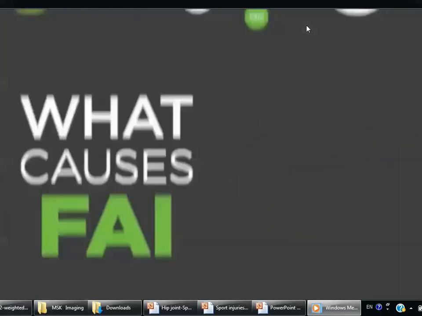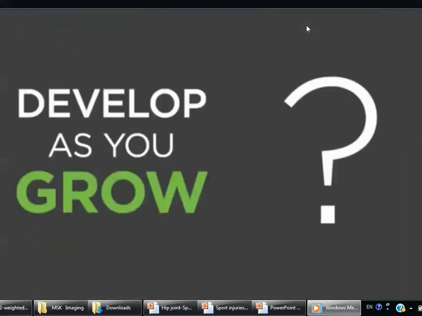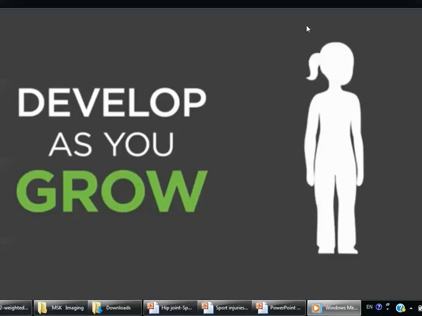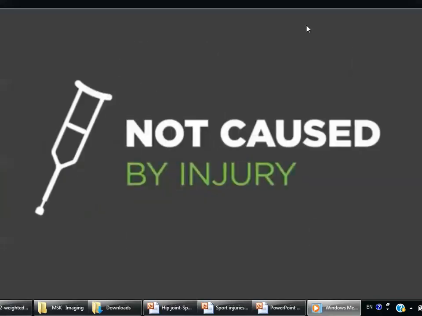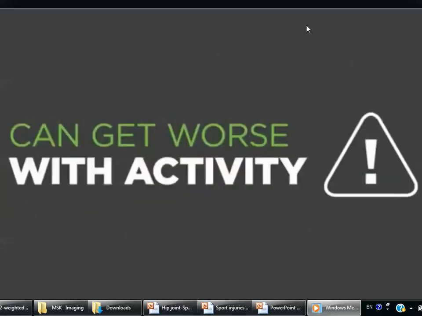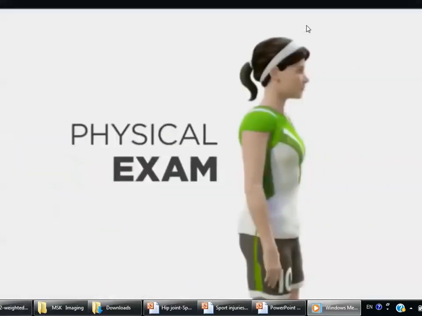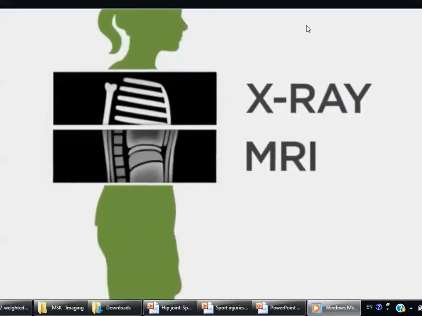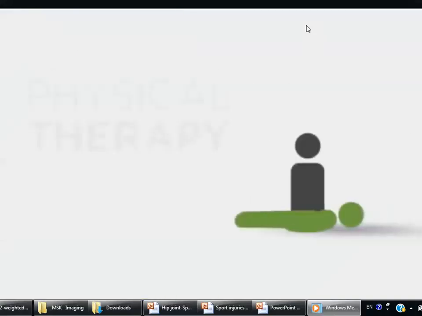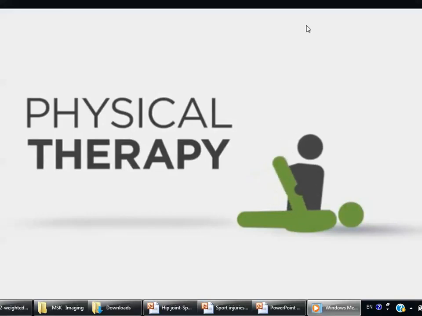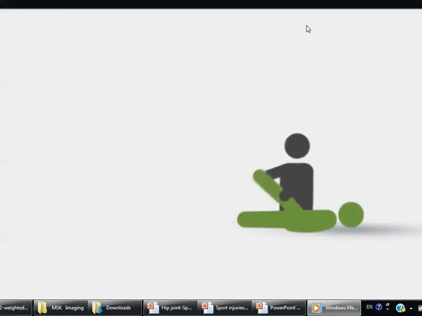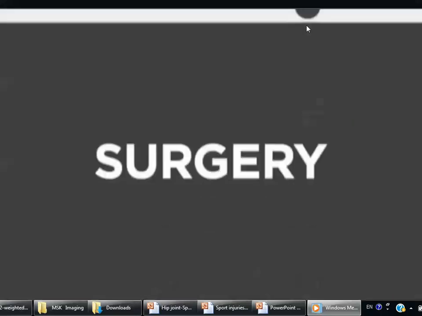We don't know what causes FAI, but it seems to develop as a person grows. FAI is not caused by an injury, but symptoms can get worse with increased activity. To confirm if you have FAI, a doctor can perform a physical exam and use imaging like X-rays, MRI, or CT scan. Physical therapy can help manage pain and improve muscle function, but in some cases, people need surgery.